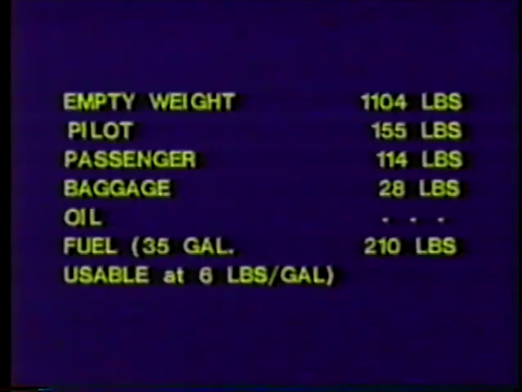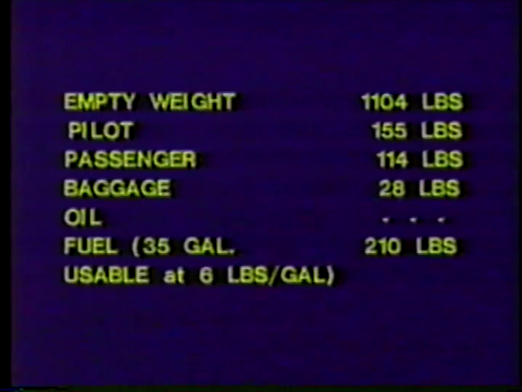Now that we've worked our way through a complete weight and balance problem using the computation method, let's do a few more weight and balance problems that you will likely find on the FAA written exam. Let's assume we're using a four-place airplane that has a maximum gross weight of 1,600 pounds. The empty weight is 1,104 pounds. The pilot weighs 155 pounds.